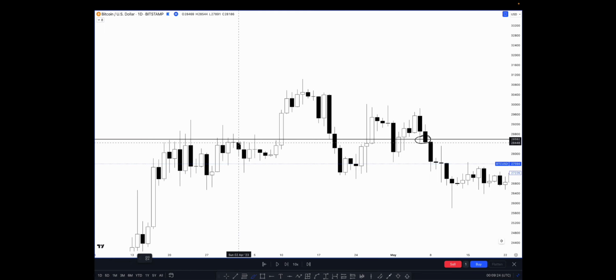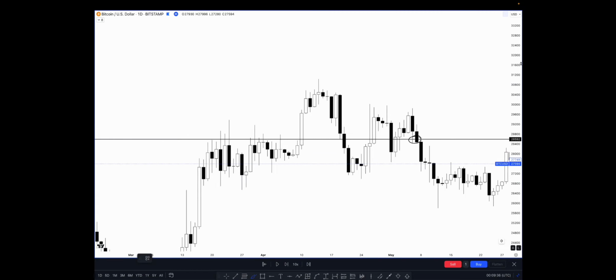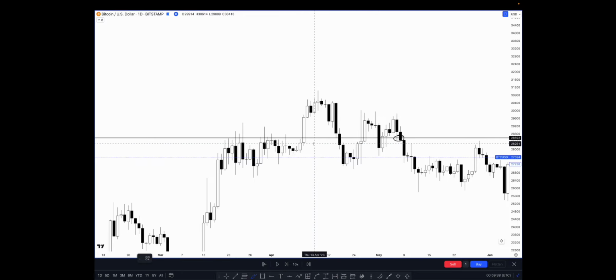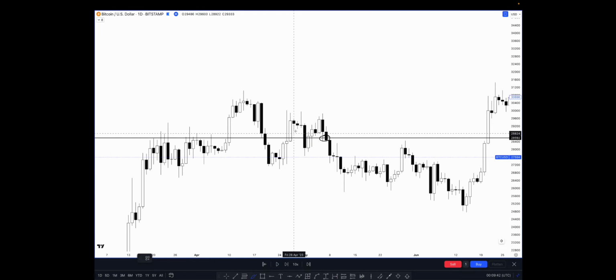None of them close. Right? As soon as we get one that closes through it, it's an impulse candle and it pushes the price higher. It goes all the way up to 31,000, right? Now, it doesn't lead to a new bull market, but it certainly shows that it's a key level and an important level. Price then comes in and chops around it.